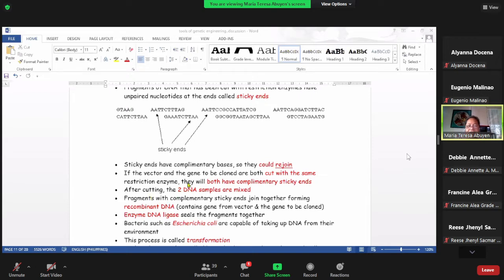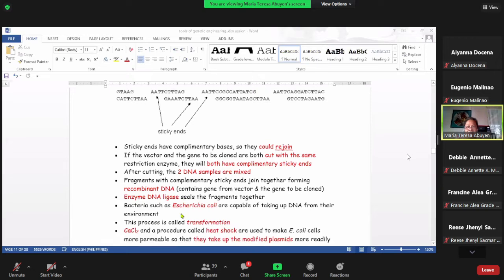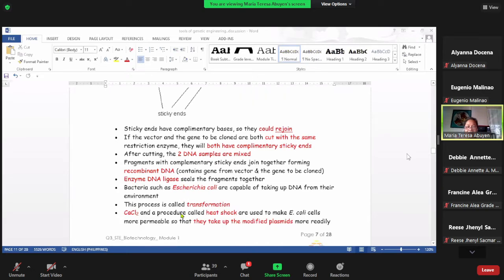So if the vector and the gene to be cloned are both cut with the same restriction enzymes, they will both have complementary sticky ends. Now, class, if the restriction enzyme used to cut, let's say for example, EcoR1, in one cell, you will use the same restriction enzyme, EcoR1. After cutting, the two DNA samples are mixed.